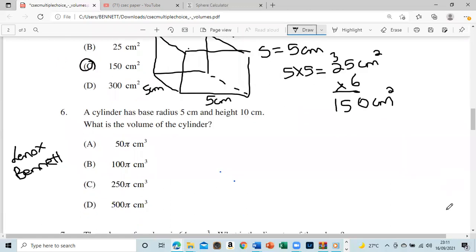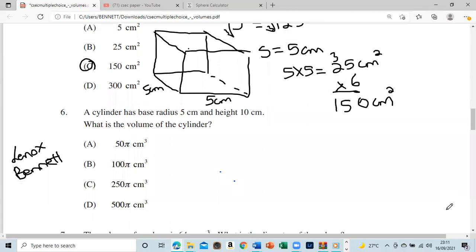Let's move on to this one now. A cylinder has radius 5 centimeter and height 10 centimeter. What is the volume of the cylinder? Notice they don't work out the 5. So we're gonna work it out.